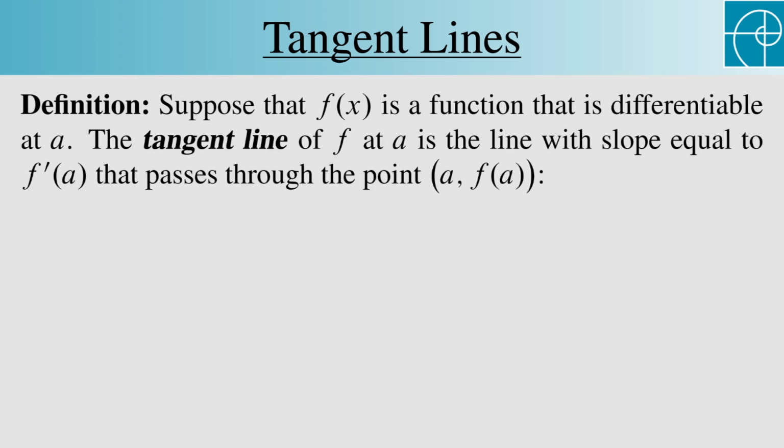Suppose that f is a function that's differentiable at a. The tangent line of f at a is the line with slope equal to f prime of a that passes through the point (a, f of a). It's usually most convenient to put tangent line equations in point-slope form, which in this case is this. Let's take a look at an example.